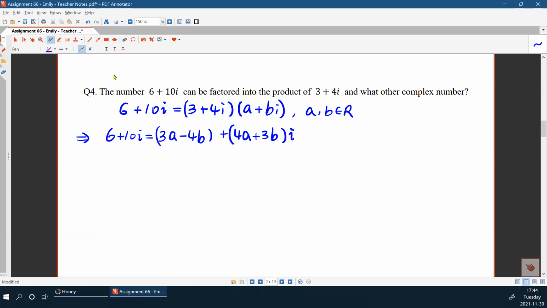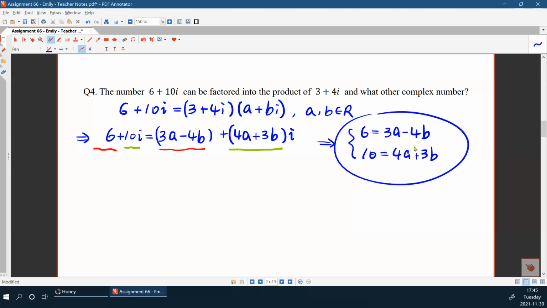This means we have two complex numbers that are equal. So the real part on the left should equal the real part on the right, and the imaginary part on the left should equal the imaginary part on the right. This gives us 6 equals 3a minus 4b, and 10 equals 4a plus 3b. So we need to solve a system of linear equations. Both equations are linear.